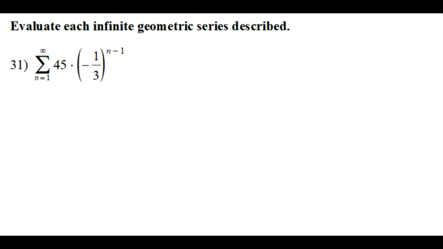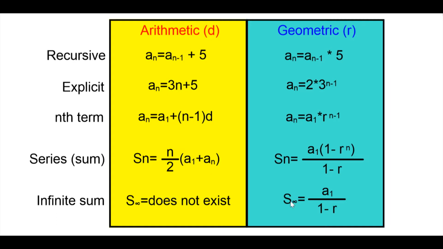And number 31. Notice this is an infinite geometric series. And notice you see the infinity symbol there, but infinite is a little bit different. It's kind of weird to think about an infinite number of numbers might have a sum. But we look at our formulas, and sure enough, there's a formula for an infinite sum here. Only for a geometric. Notice there's not one for arithmetic, but there is one for geometric.